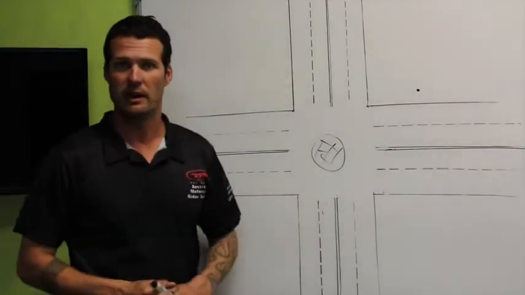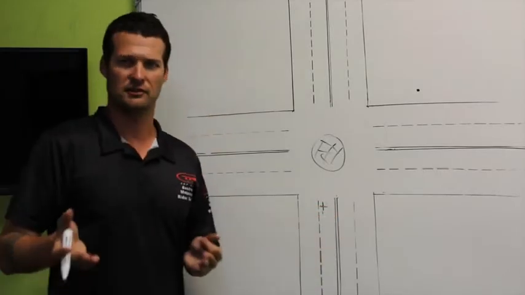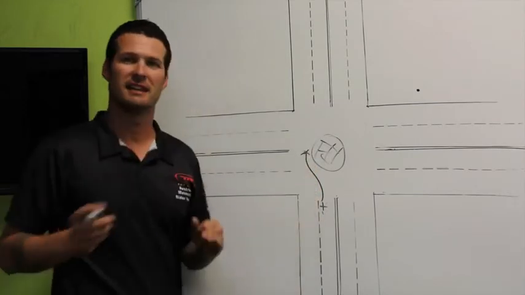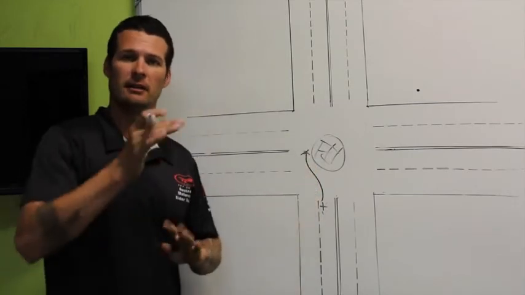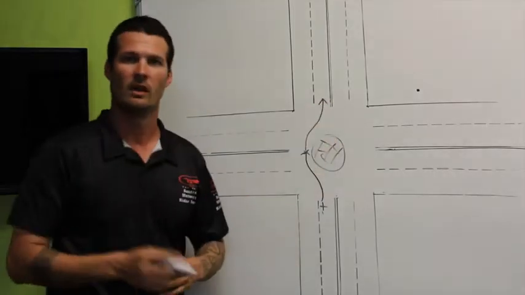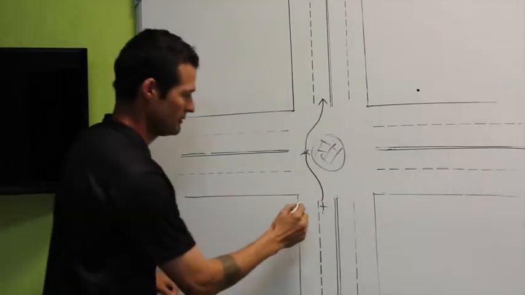Now, if I was going straight, I don't need to indicate to go straight. But as I get to this point, I need to indicate left to leave the roundabout. Same goes from the left.